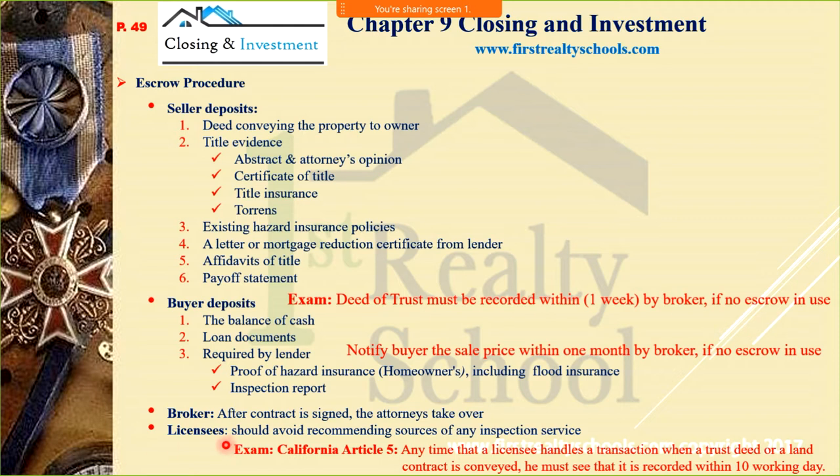Okay, last one for the exam. You need to remember that in California, Article 5 of the Business and Professions Code asks that the salesperson must make sure that the deed of trust has been conveyed and recorded within 10 days. That's our responsibility. Those two most likely are the escrow's or the broker's responsibility. Other than their responsibility, as a licensee, within 10 days, we must make sure it is recorded.